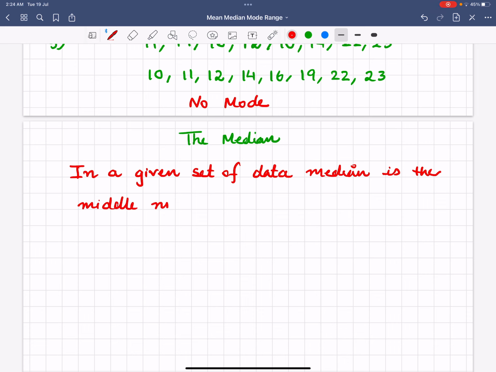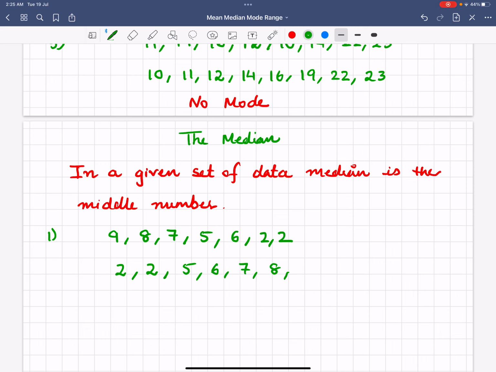Let's do examples to understand this better. Let's start with question number 1. Now we have the numbers 9, 8, 7, 5, 6, 2, 2. So the first step here again is to write the numbers in ascending order. So I'll write the numbers starting from smallest to largest. So when I do that, I have 2, 2, 5, 6, 7, 8, 9.